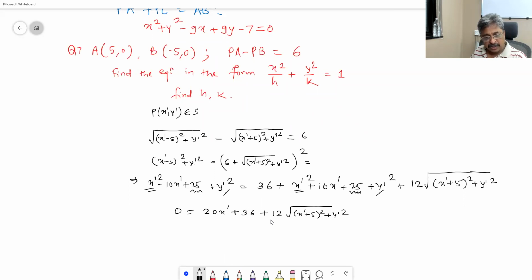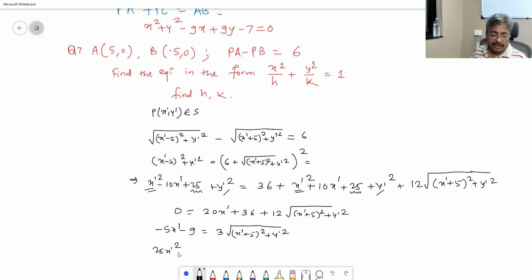I mean 6 4 you can remove, and therefore we can write it as minus 5x dash minus 9 times the root. Correct? So square this now.